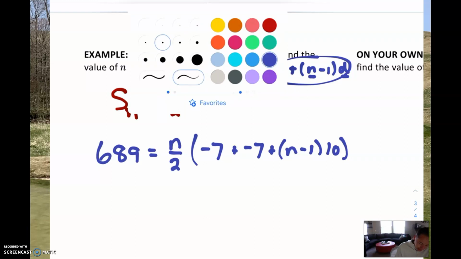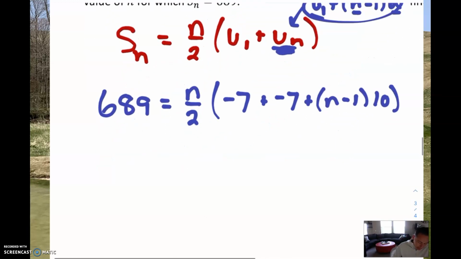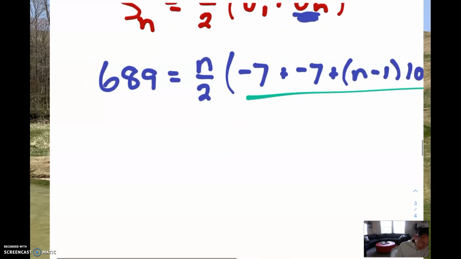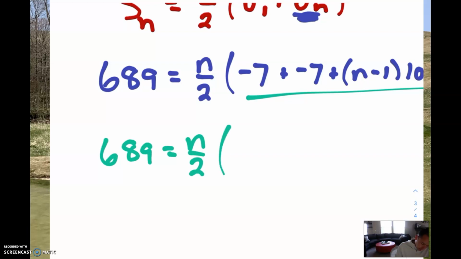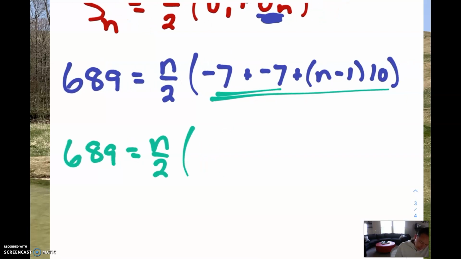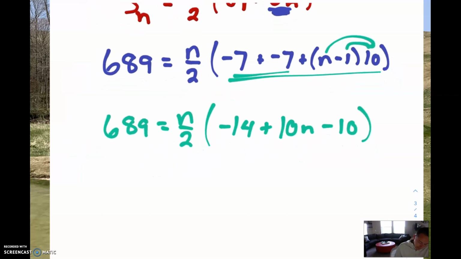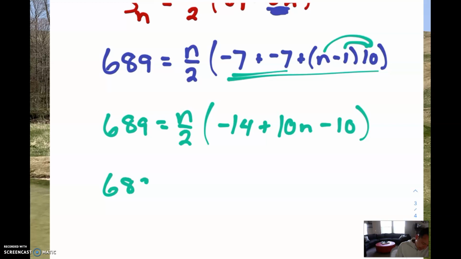Let's change colors again. That one looks kind of cool. Seafoam green. So now we're going to simplify this mess in here. So this remains 689 equals n over 2 times, if we combine these, that's a -14. We'll distribute that 10 to both of those, so it's plus 10n minus 10. We can simplify it a little bit more. And if you combine -14 and -10, I'm going to rewrite it with the 10n first, but this becomes -24.